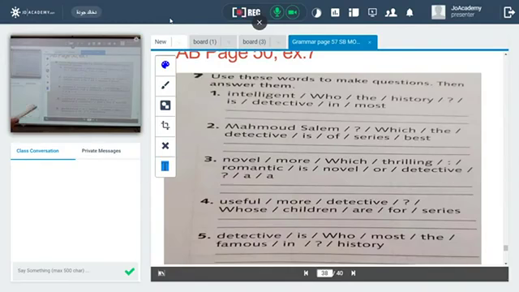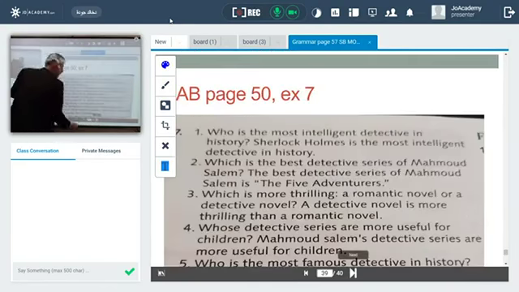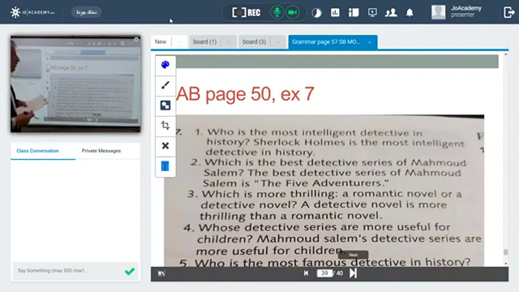Look at the sentences. Intelligent who, the history, question mark, is detective in most. Mahmoud Salim, question mark, which the detective is of series best novel more. I will go to the answers. Who is the most intelligent detective in history? This is the question. The answer: Sherlock Holmes is the most intelligent detective in history.